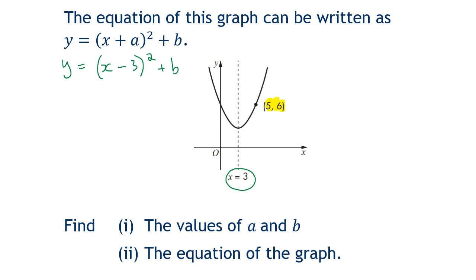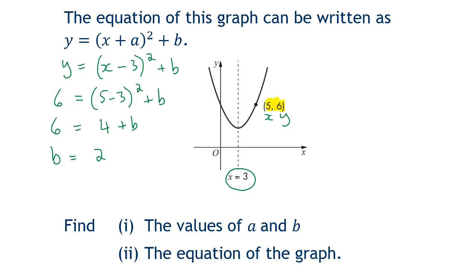Now, we know that when x is 5, y is equal to 6. So we can replace those values for x and y. That gives us 5 minus 3 all squared in here plus b. And the only thing we don't know is b. So we can solve this for b. 5 minus 3 is 2 and 2 squared is 4. And if we subtract 4 from both sides, we can see that b is equal to 2.